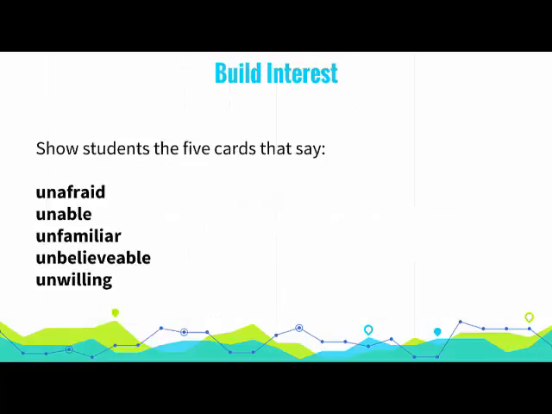To build interest in the lesson, show students 5 cards that all have the prefix un. Allow students to think, pair, share what they notice in these cards. Give them sufficient time so that everyone has a chance to share with their partner. Ask guiding questions such as, what do you notice? Did you notice anything different than your partner? After discussion, make sure students all understand that the words have the prefix un, which means not.